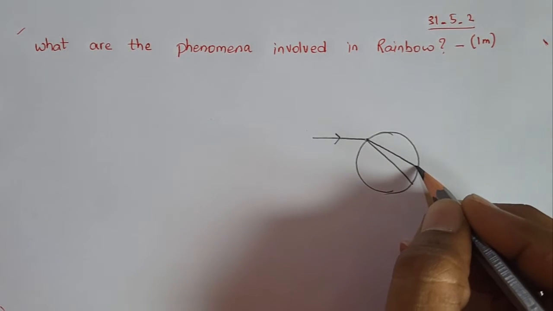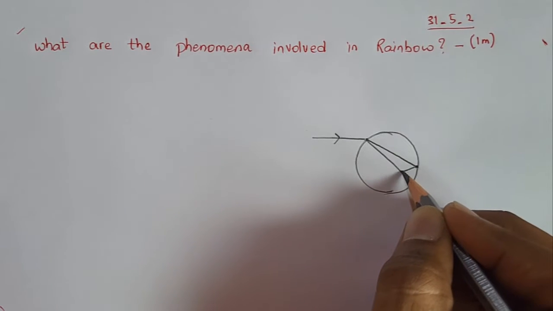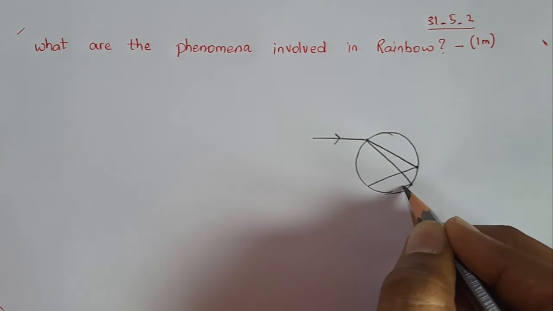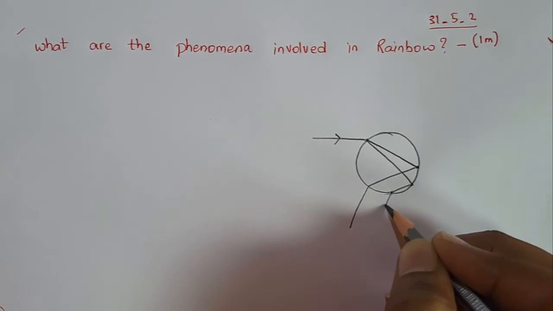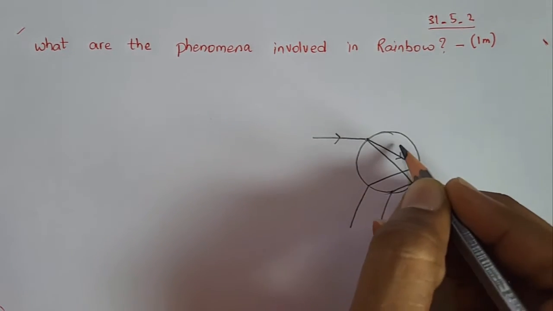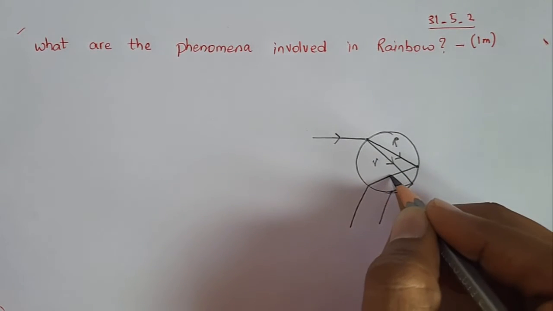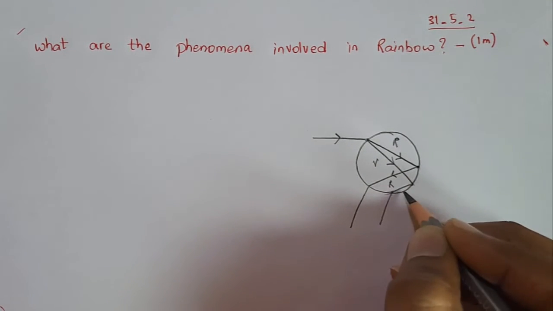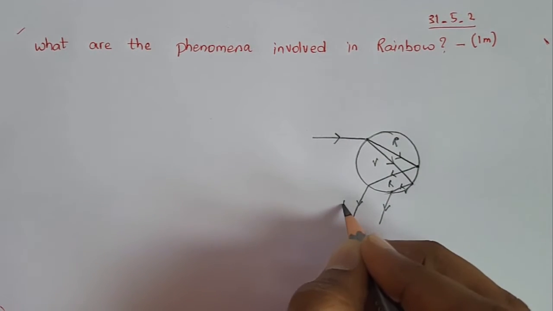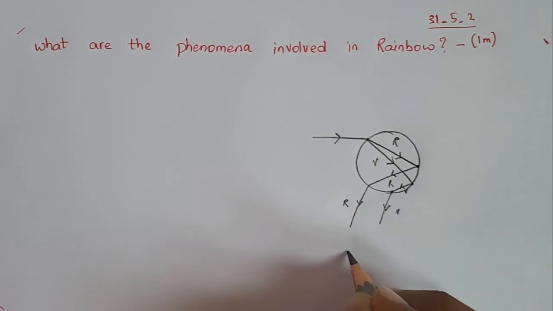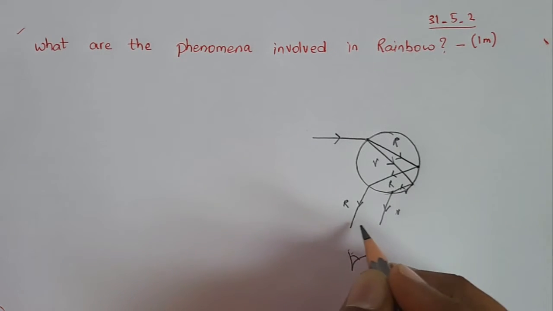And here, what happens? The light rays will get internally reflected and they will pass in this direction, and here what happens, they will again refract like this. This is going to be the red color and this is going to be the violet color. This is going to be the red and this is going to be the violet. So here also this is red color and this is violet color. So if we are looking from here, we will be able to see a rainbow.